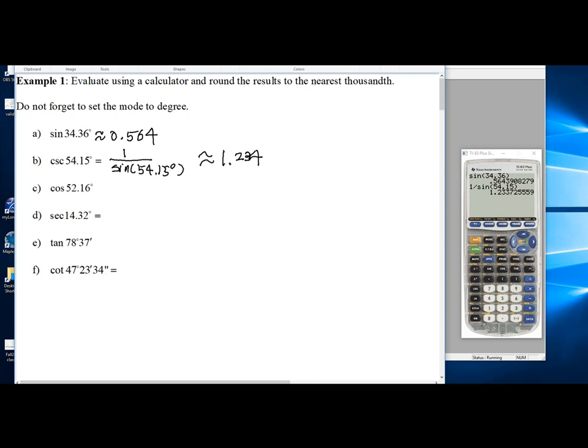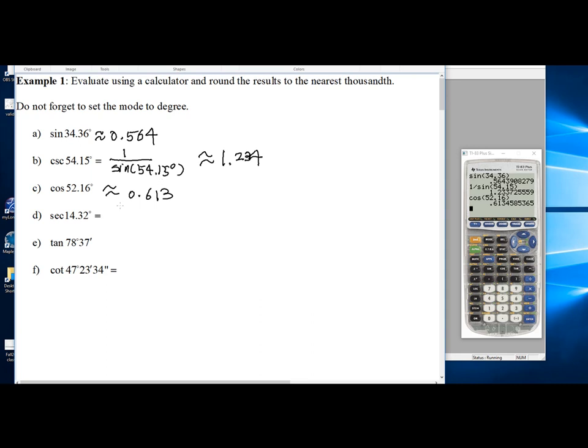Now cosine, the next one is cosine 52.16, and enter, and it's giving me 0.613, rounded to the nearest thousandth.